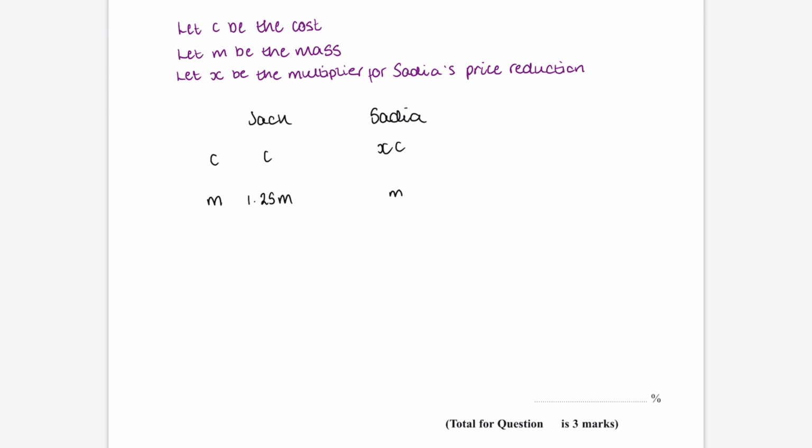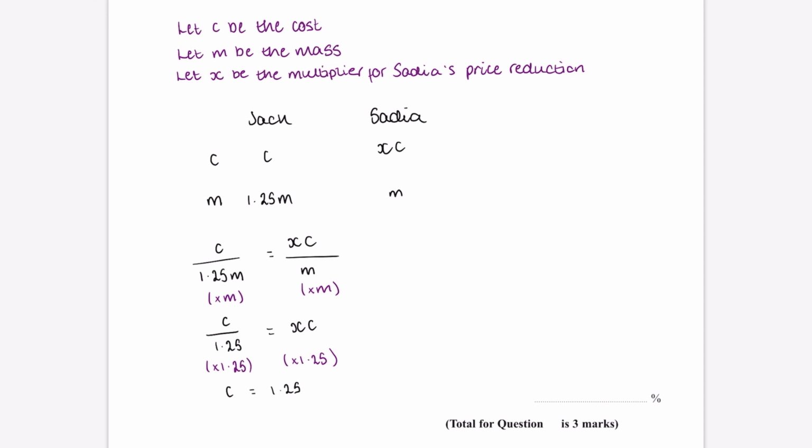So the cost of Jack's cereal is C, and the mass of Jack's cereal will be 1.25 M. The cost of Sadia's cereal will be XC, and the mass of Sadia's cereal will be M. Now we can begin to simplify this down. The first thing we can do is multiply both sides by M, and this gives us C divided by 1.25 is equal to XC. Next we can multiply both sides by 1.25 to remove the fractions, and this gives us that C is equal to 1.25 XC.